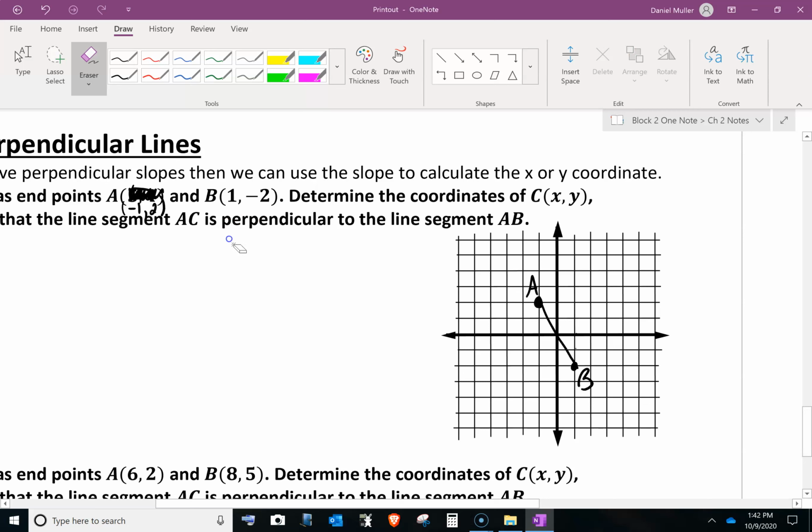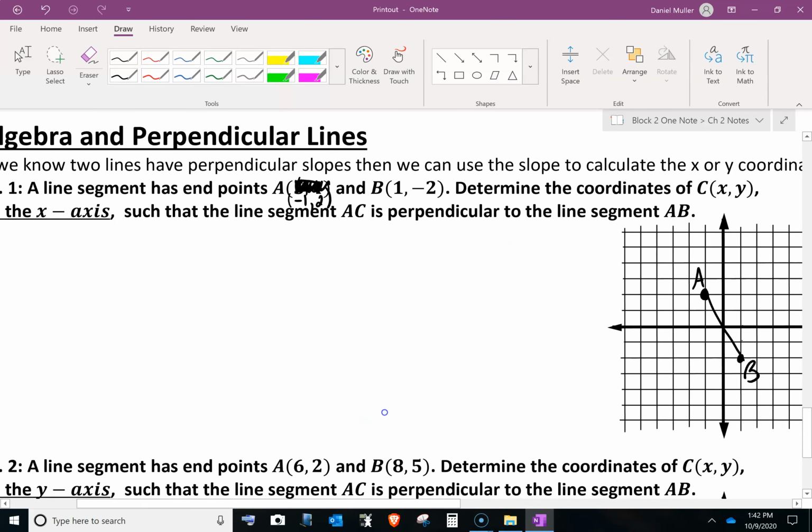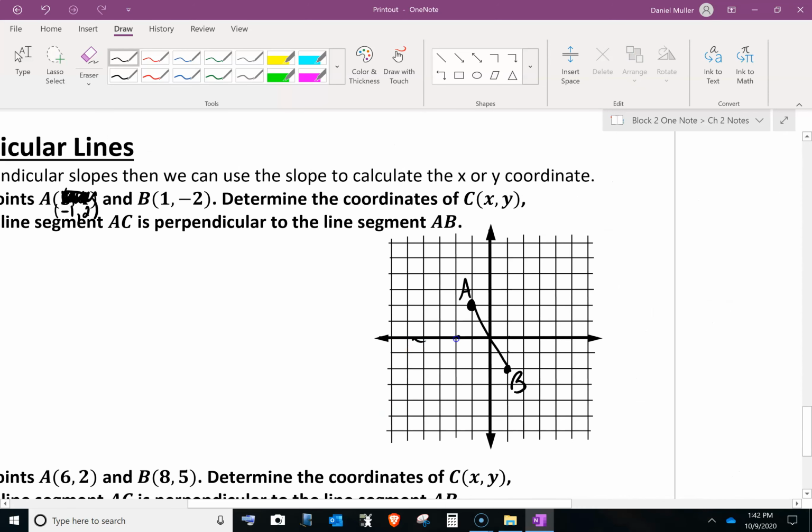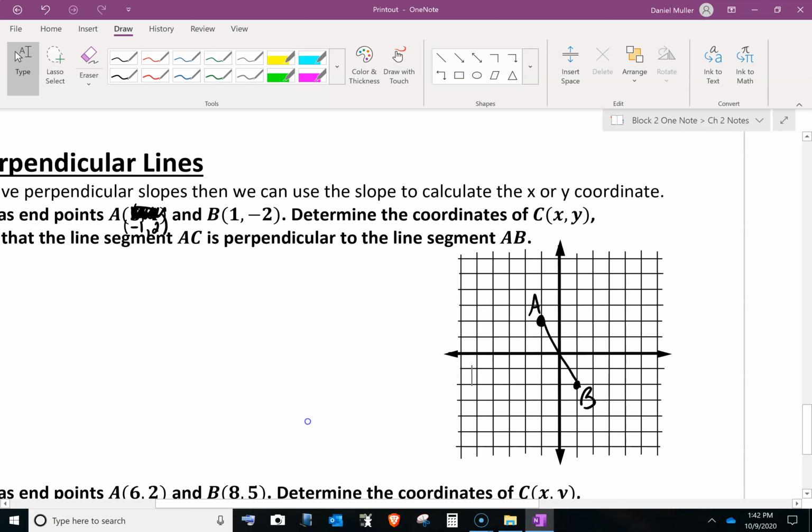Now, it wants us to determine the coordinates of C. So a new point C, and it's on the x-axis. So C can be somewhere on this x-axis here. It's going to be some point, and if we connect it to A, so say this was C right here, that line would be perpendicular to AB. Clearly it doesn't look like it, but somewhere over here, now it looks like it's got that 90 degree angle. So we need to find C and create something that we know is perpendicular to A and B.